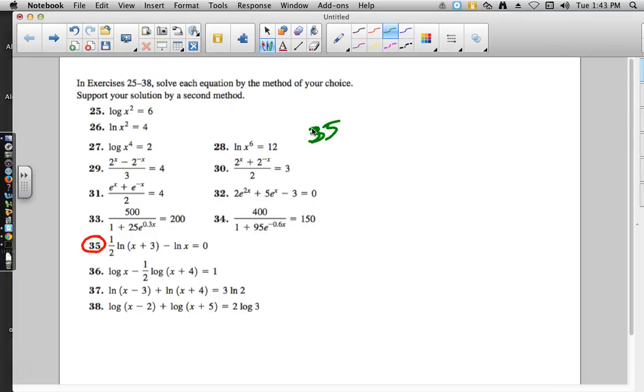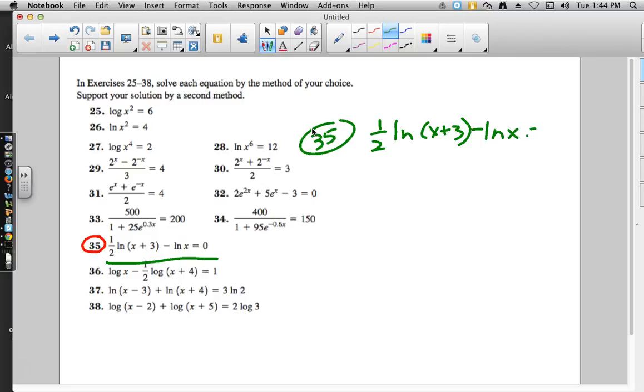So, number 35 was the first one that you had asked about, and this one has 1/2 natural log of x plus 3 minus natural log of x equals 0. So one of the things that I thought of right away was that if we can get a natural log on both sides of this, then we could just drop the natural log. It'll almost be like thinking of the bases as being the same.